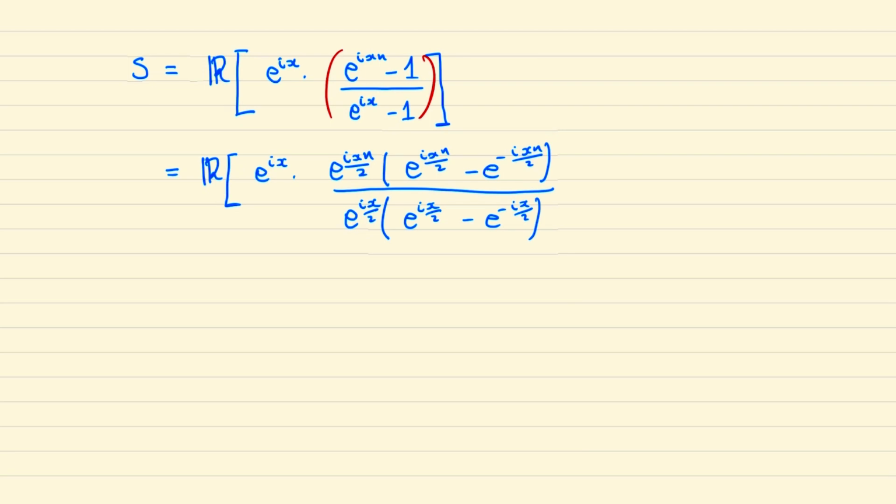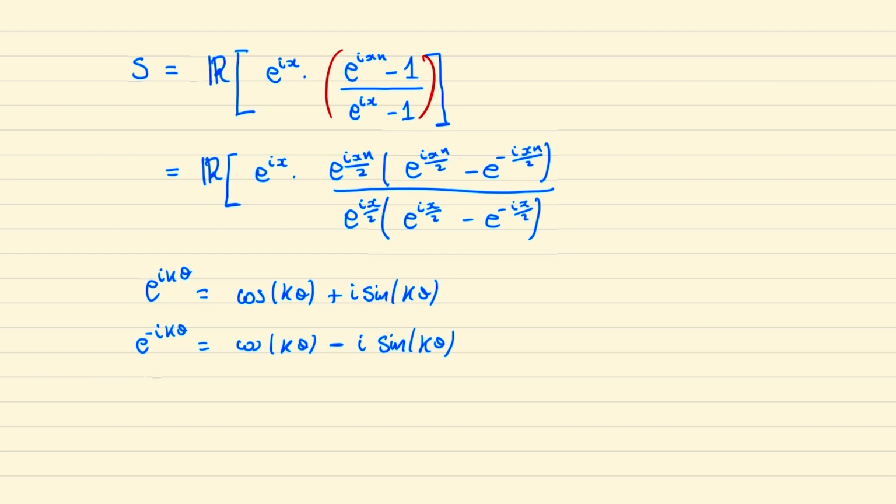And the reason why we want to do this is because now we can write each of these parts in terms of sine. So this comes from the fact that e to the i k theta is cos k theta plus i sin k theta, and e to the minus i k theta is cos k theta minus i sin k theta. And so when we subtract these two equations from each other, we have e to the i k theta minus e to the minus i k theta is equal to 2i sin k theta. And now notice the similarity between this form and these two forms over here.